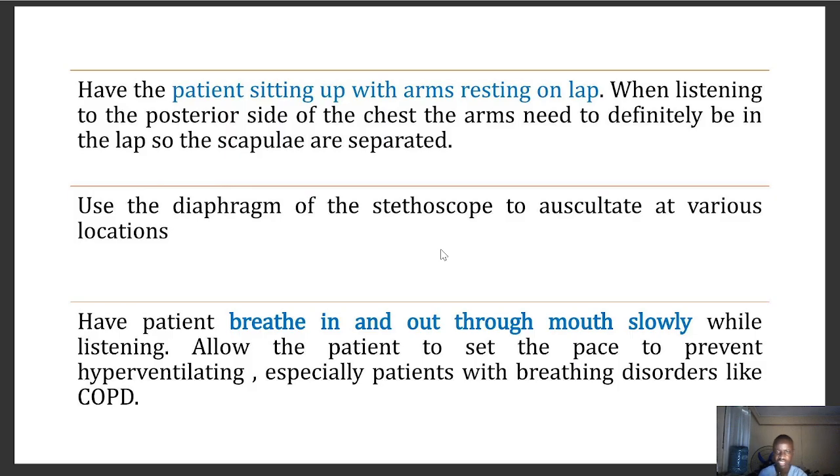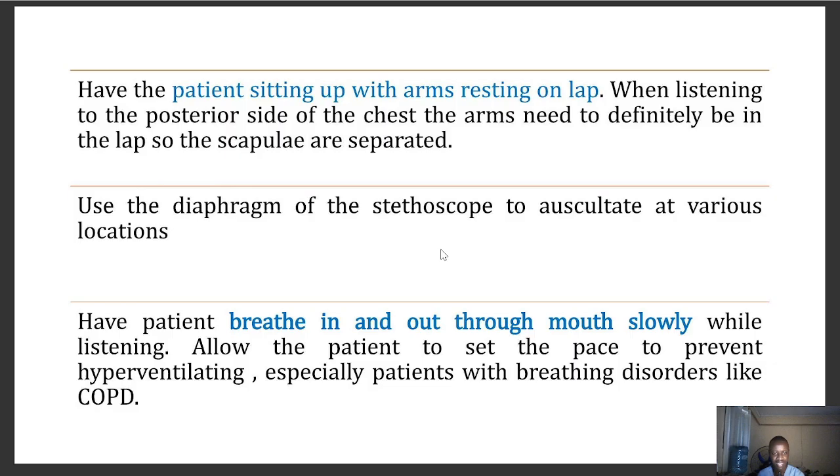Then you need to have the patient breathe in and out through the mouth slowly while you are listening. You need to allow the patient to set the pace so as to prevent hyperventilating, especially in patients with breathing disorders like COPD.